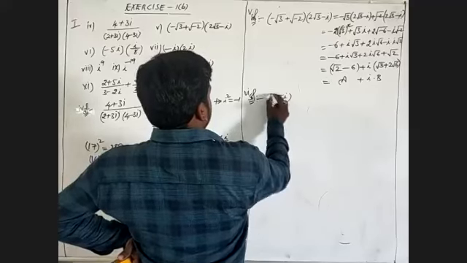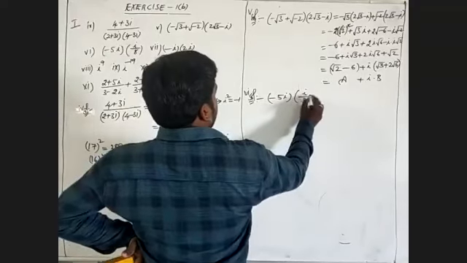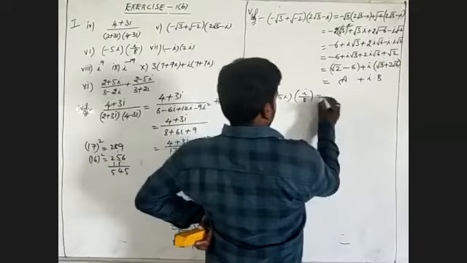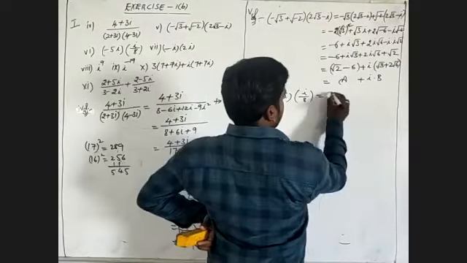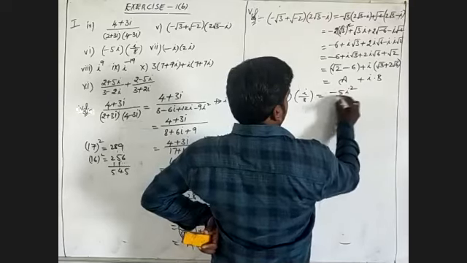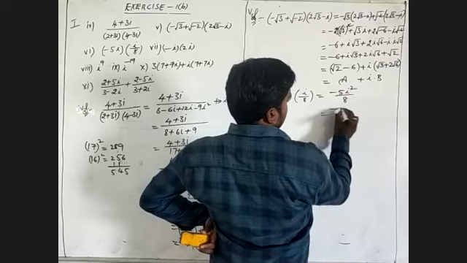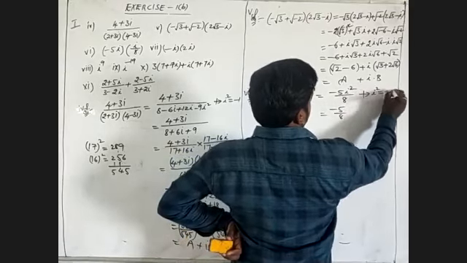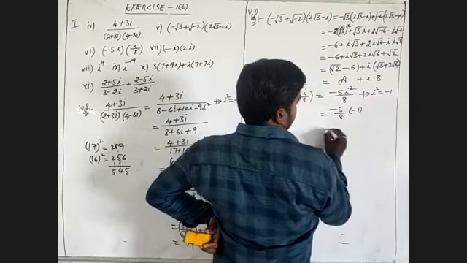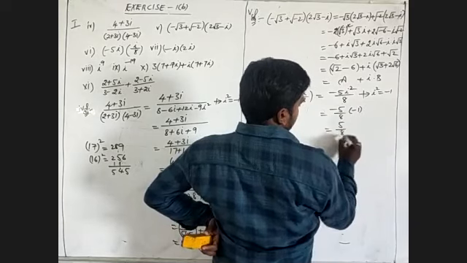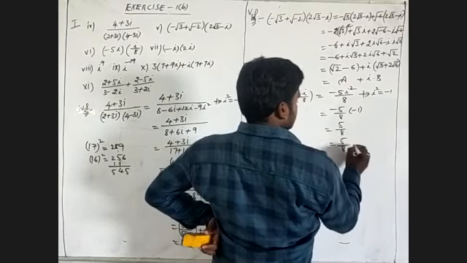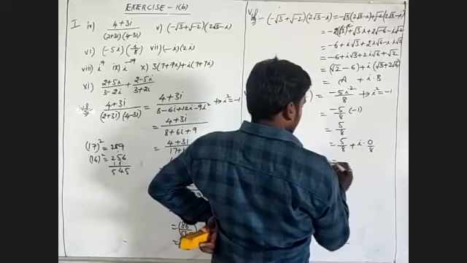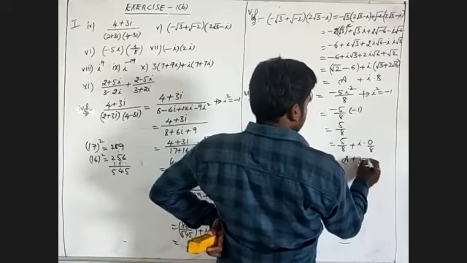Minus 5i into i by 8 will be written as minus 5i square by 8. That means minus 5 by 8 into i square, where i square is equal to minus 1. That must be written as 5 by 8. This I have to write as 5 by 8 plus i into 0 by 8, and it is of the form a plus i b.